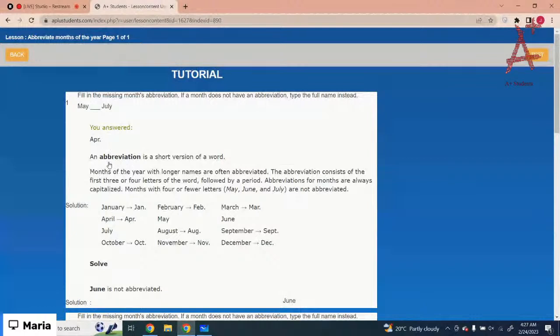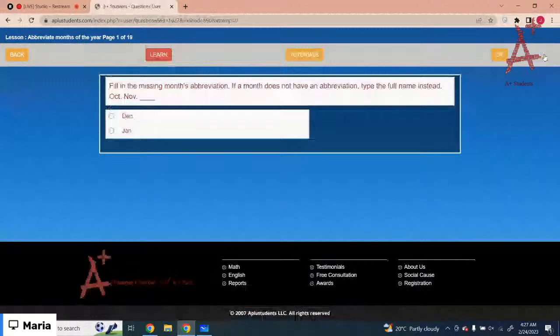June and July are not abbreviated. The rest of the months are abbreviated. Got it? May, June, and July are not abbreviated because they are already just three or four letters. Got it? Okay, fill in the missing month's abbreviation.